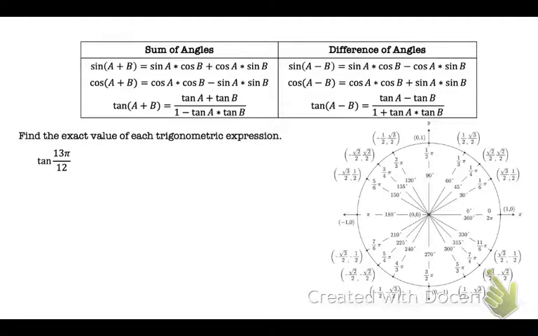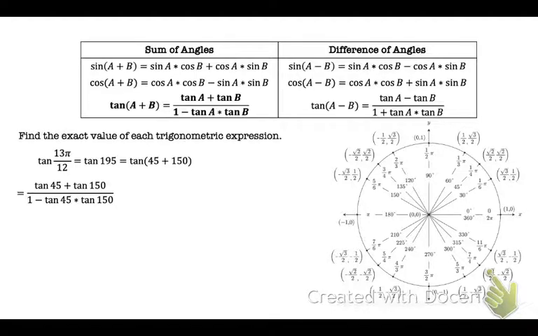Tangent. Okay, tangent is so fun. Tangent of 13 pi over 12. I'm going to convert it to degrees. So tangent of 195. Well, that's the same as 45 plus 150. So I'm going to use this. So I have tangent of 45 plus tangent of 150 over 1 minus tangent of 45 times tangent of 150.